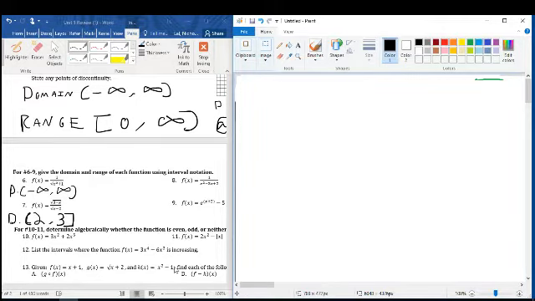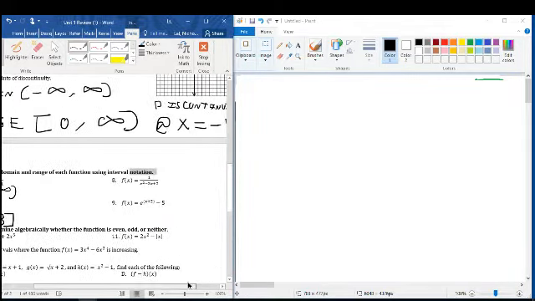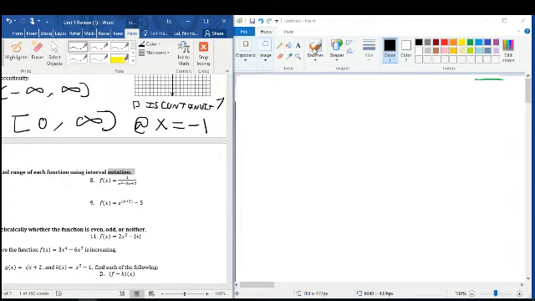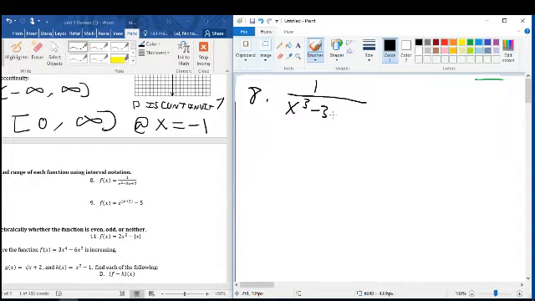Let's go to 8. For 8, we have 1 over x cubed minus 3x plus 2. Oh, sorry, that says x squared. So 1 over x squared minus 3x plus 2.